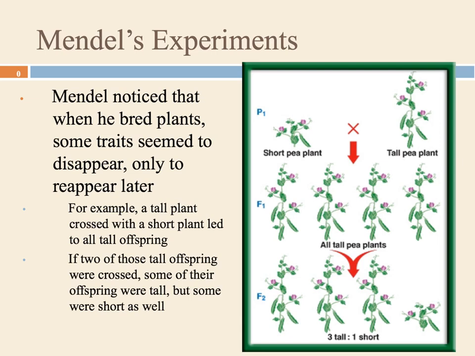So as you see here, he took a short pea plant and he crossed it with a tall pea plant. And what he noticed is that when he did that, all of the offspring came out to be tall. And then when he took 2 individuals from this first generation and crossed them with each other, he ended up with 3/4 of them being tall and 1/4 of them were short. And because of this being a consistent result that he got, he came up with a law of dominance, which we're going to talk about in a moment.